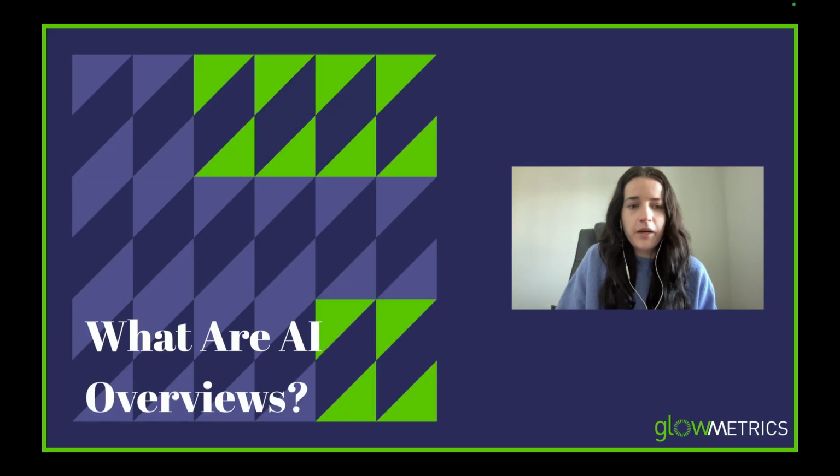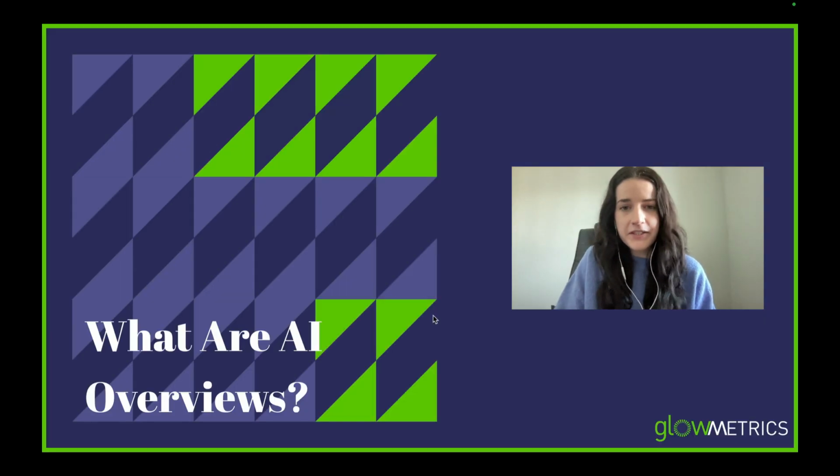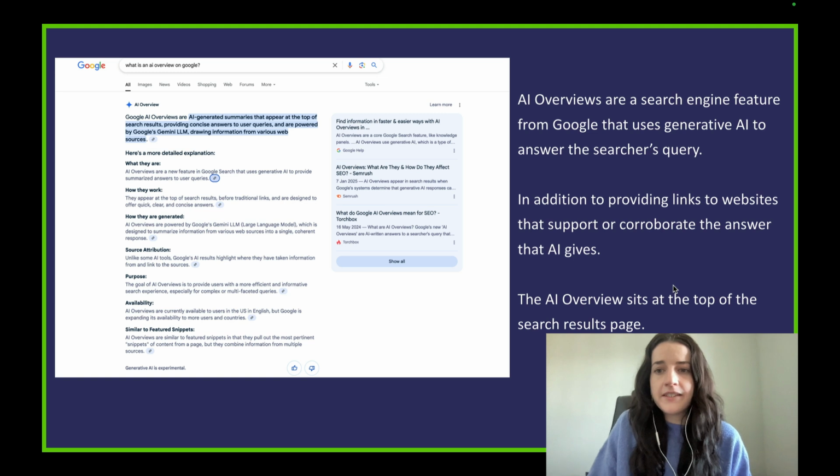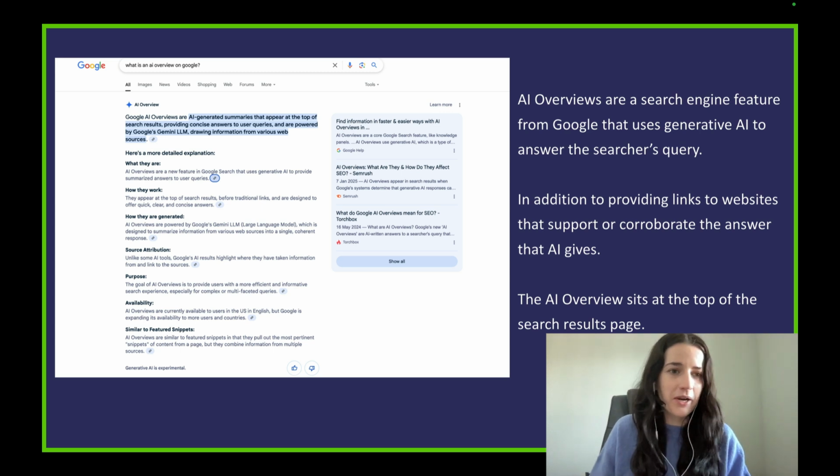So we'll get started and look at what are AI overviews. AI overviews are a search engine feature from Google that uses generative AI to answer the searcher's query, in addition to providing links to websites that support or corroborate the answer that AI gives. And you can see from my screenshot, it sits at the very top of the search results page, which is really interesting. It's definitely changed the dynamic of a search results page. Previously, we would have had ads and then organic listings, potentially some shopping campaigns depending on what you searched for. So it's definitely changed the anatomy a bit.